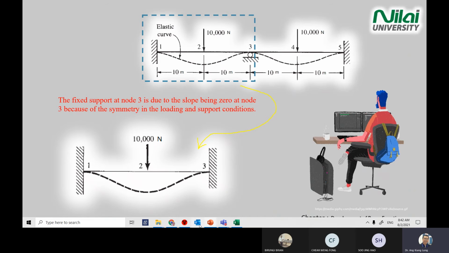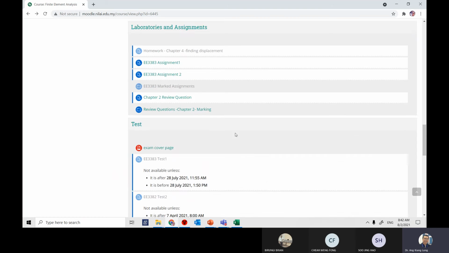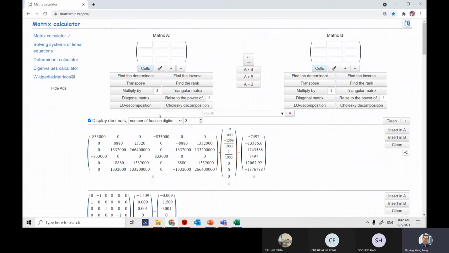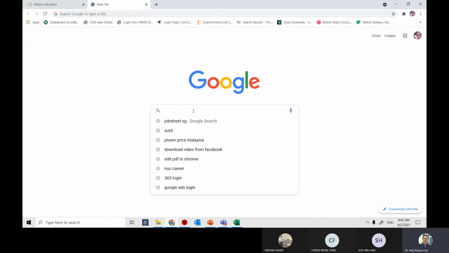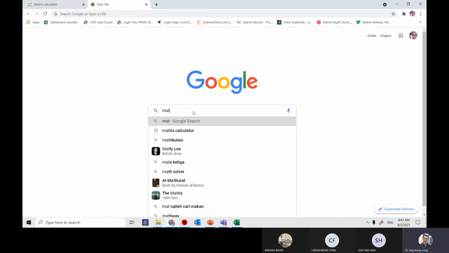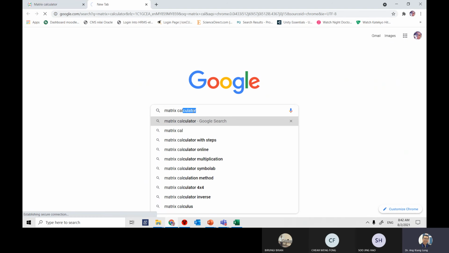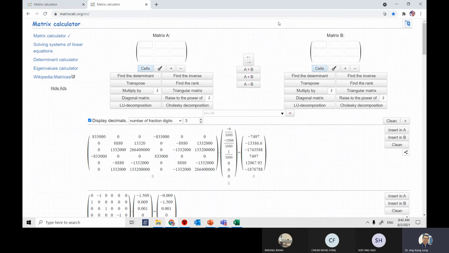Okay. Now I want to expose you to an online tool. If you go to Moodle, there's a matrix calculator online there. You can use this to help you. Okay, you click this one. It will take you to this portal, or you go to Google and just type matrix calculator. Click the first link. You will arrive at the same portal.